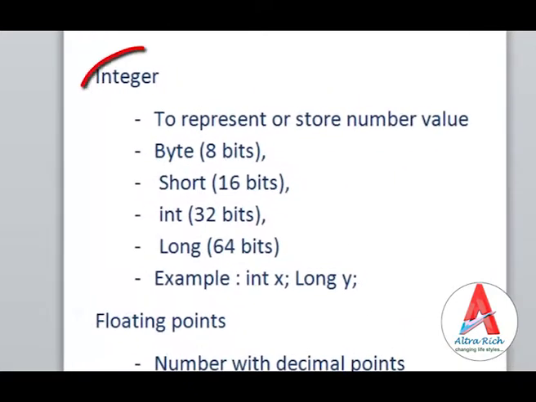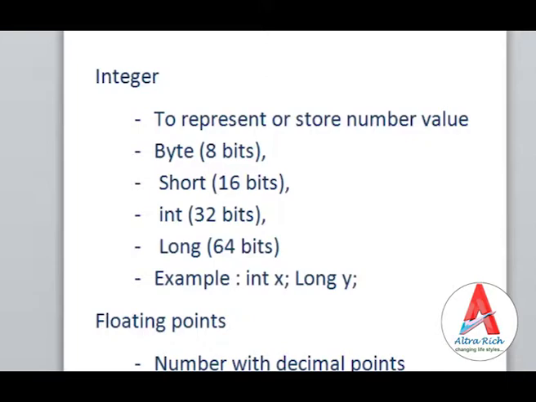First, integer, to represent or store number values. It contains 4 data types: byte, short, int, and long. Each data type occupies some memory space. Byte occupies 8 bits of memory, short occupies 16 bits, int occupies 32 bits, and long occupies 64 bits.